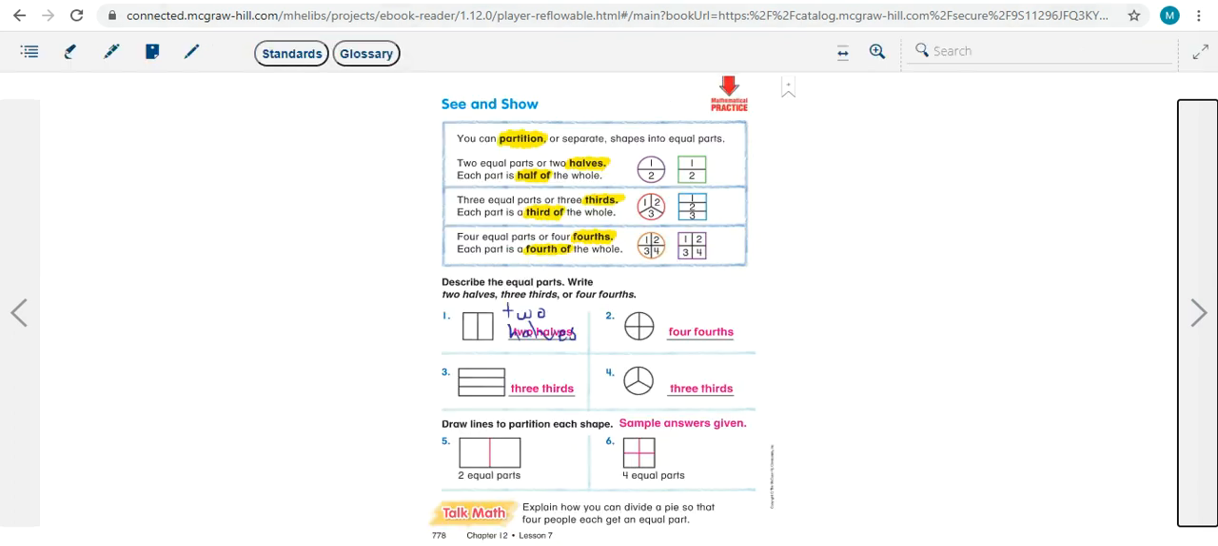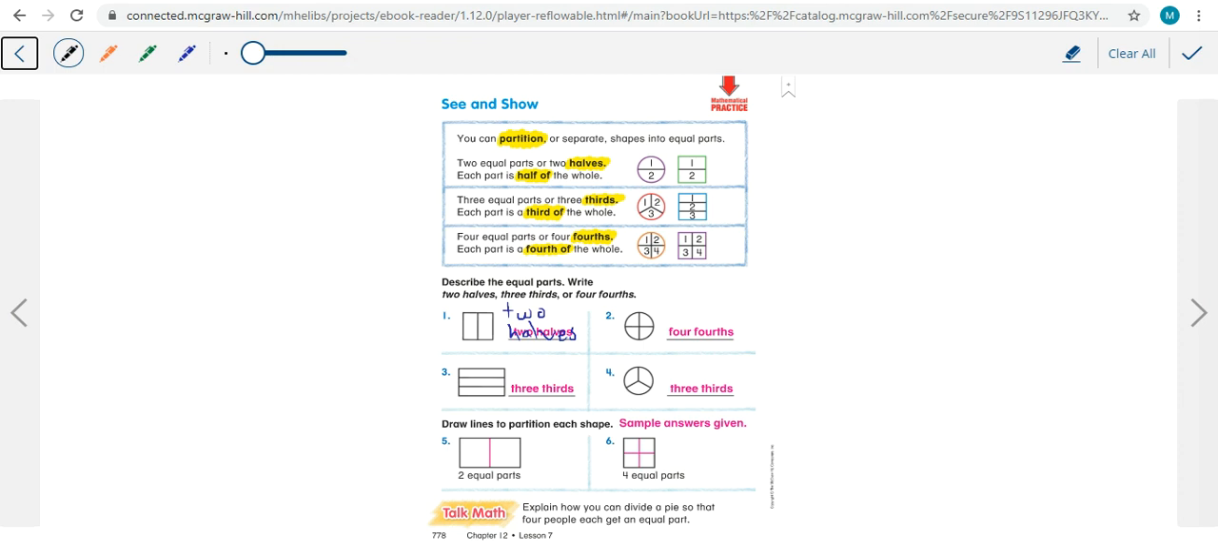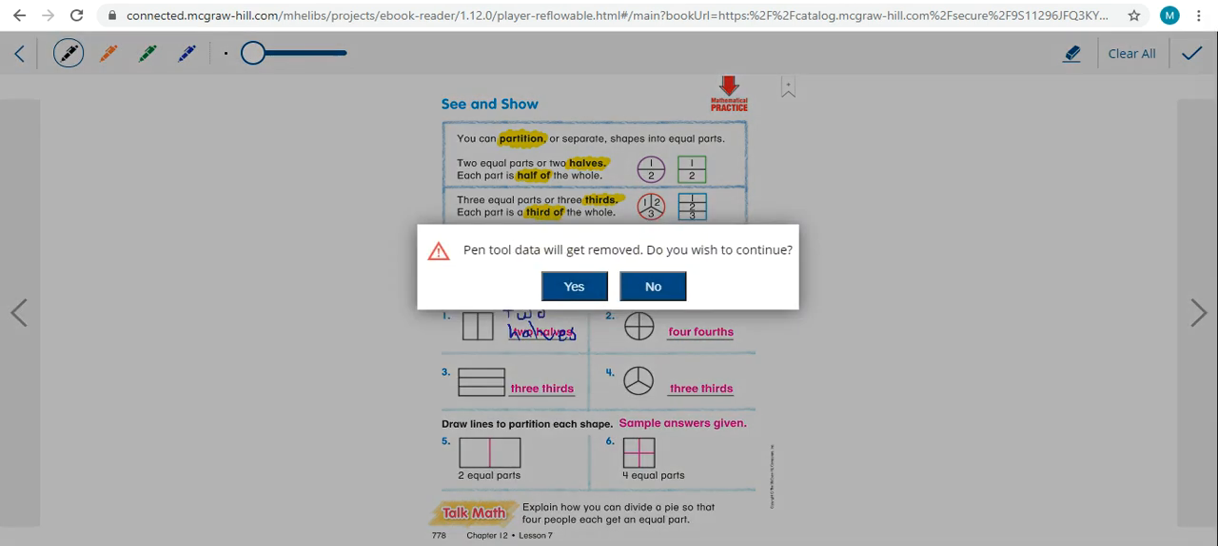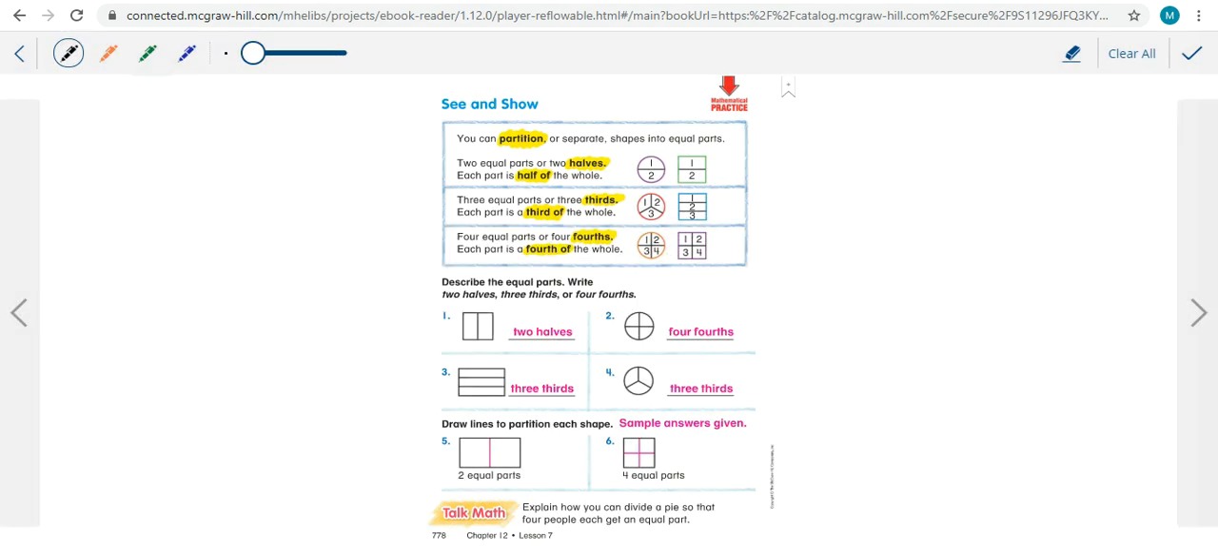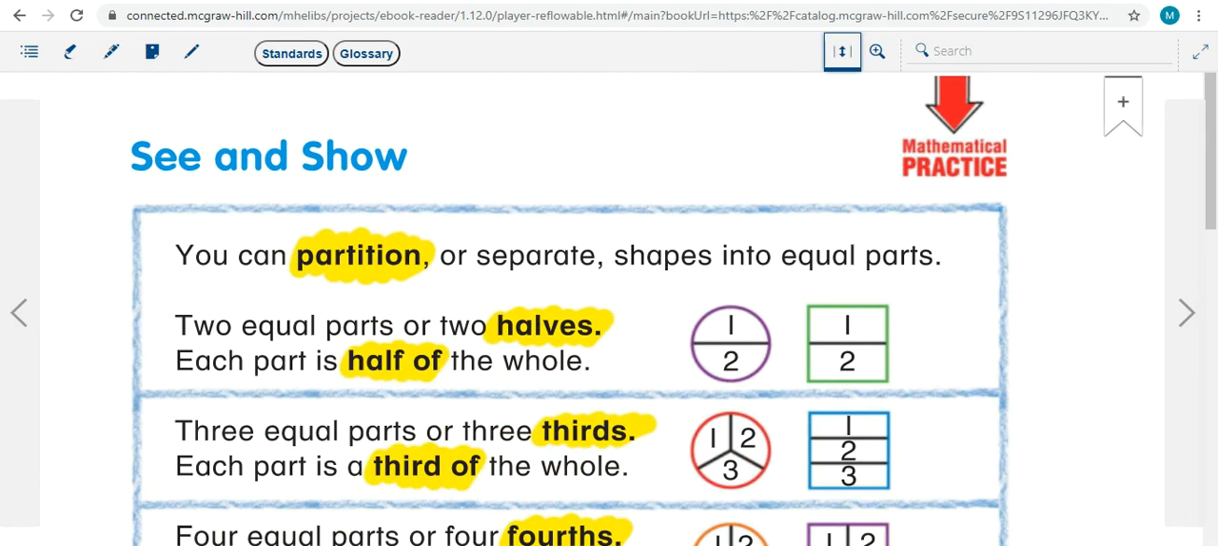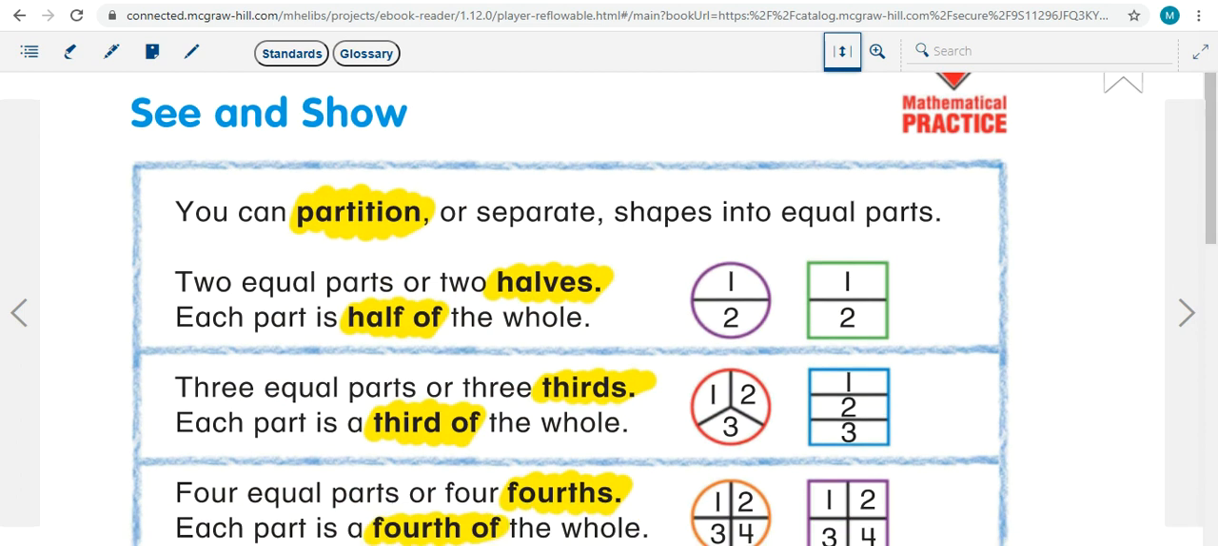Now, you can partition or separate into equal parts. Now, what does partition mean? Separar. Partition means cuando nosotros partimos algo en partes iguales. So you can partition or separate shapes into equal parts.